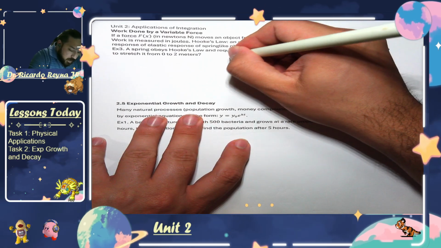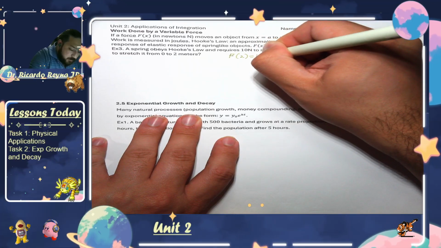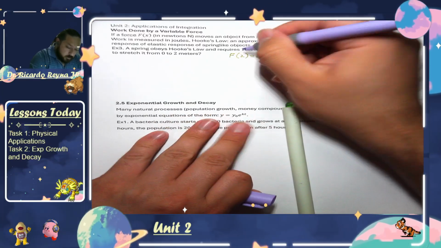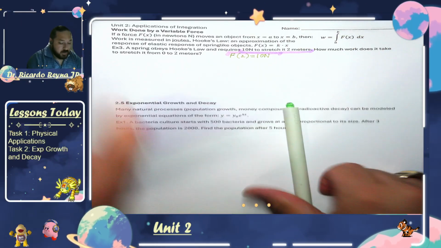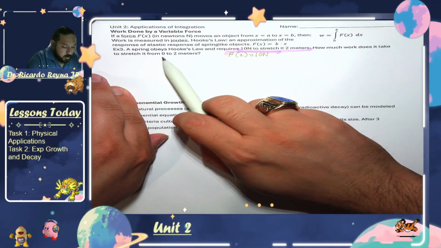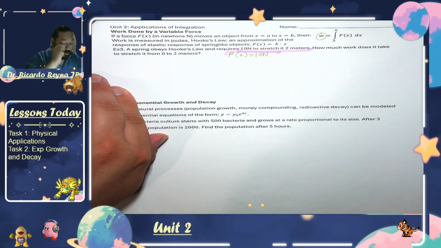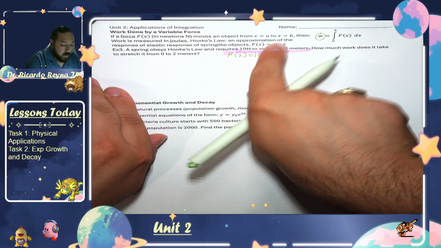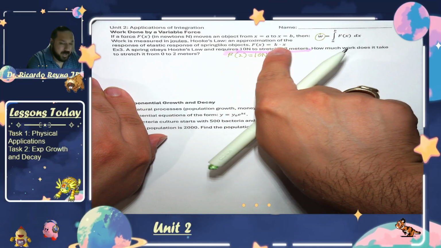So that means f of 2 is equal to 10. Let me go ahead and just do this right here. How much work does it take to stretch it from 0 to 2 meters? And the formula for work is going to be here. So let's go ahead and just plug that in. Oh, wait, we don't know what f of x is. They did not give us f of x, but they gave us a way to figure it out.